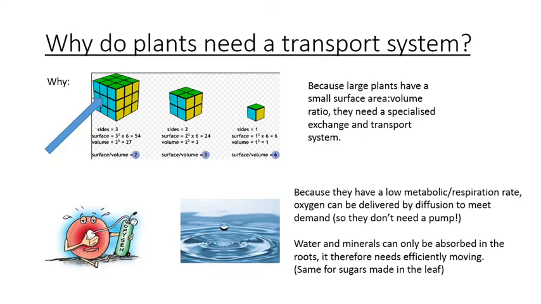So what you find is, yes, they have a specialized exchange system. Think root hair cells, big surface area, lots of active transport, things like that. Yes, they've got really good transport systems. They've got tubes where water can flow, that's the xylem, and where sugars can flow, that's the phloem. But they don't need a pump in those tubes. They can rely on passive movement in those tubes.